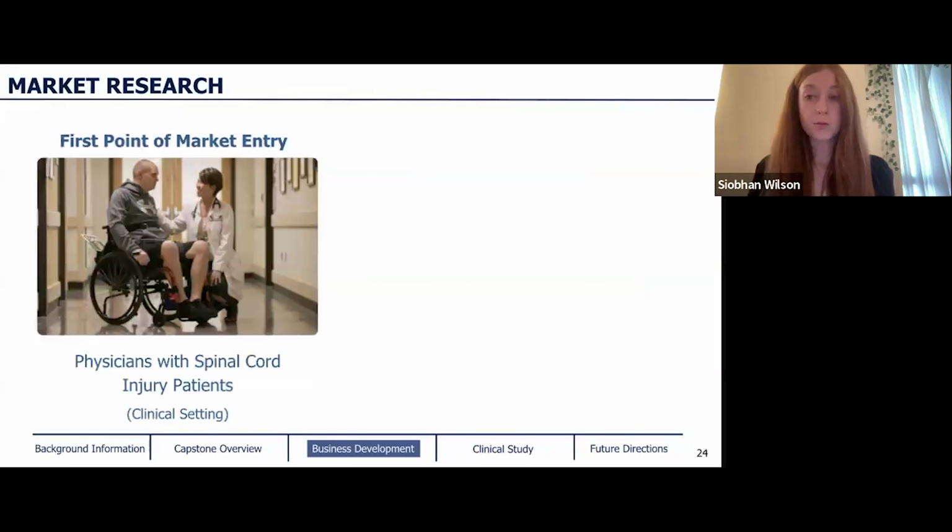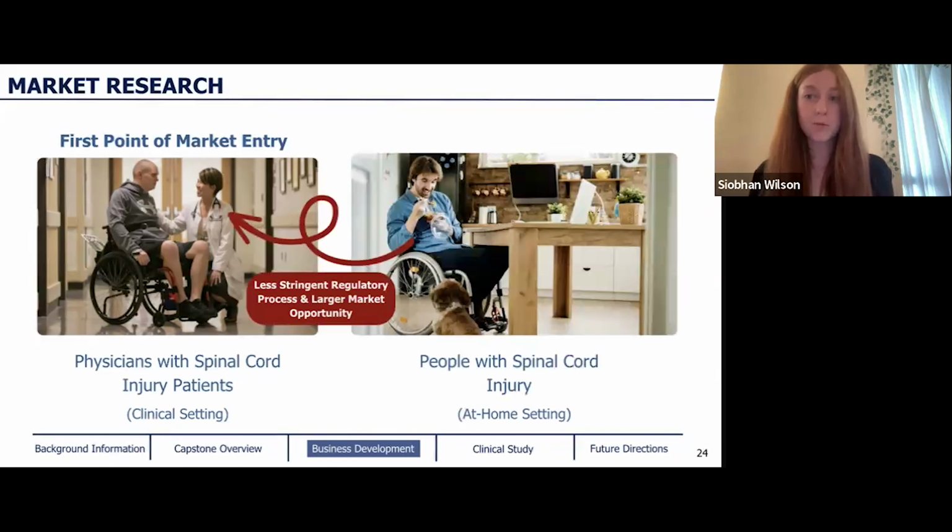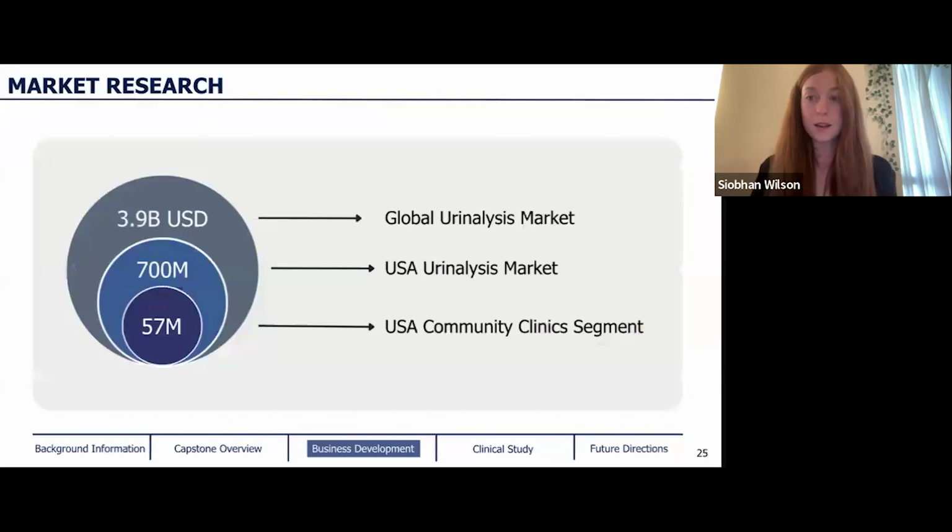Based on our market research findings and informal conversations with regulatory experts, we selected physicians in the United States who work at community clinics and cater to people with spinal cord injury as our initial target market. This did represent a significant pivot from our original vision of developing an at-home UTI test for people with spinal cord injury in Canada. However, this pivot was necessary when considering long-term commercial viability.